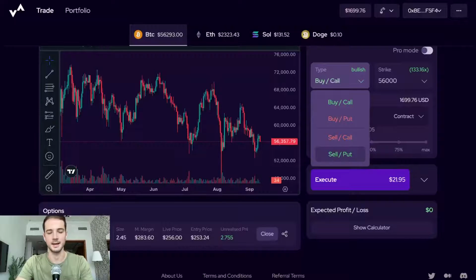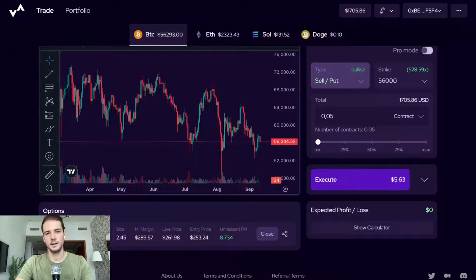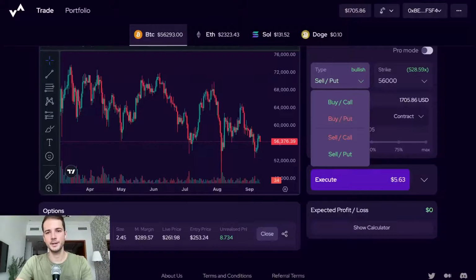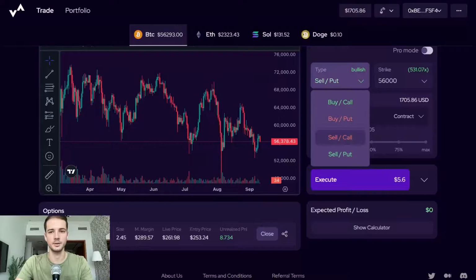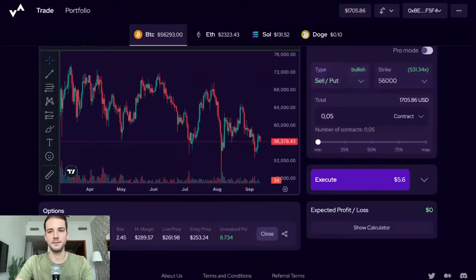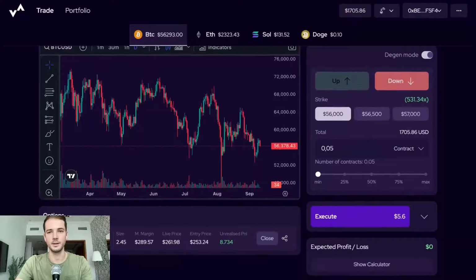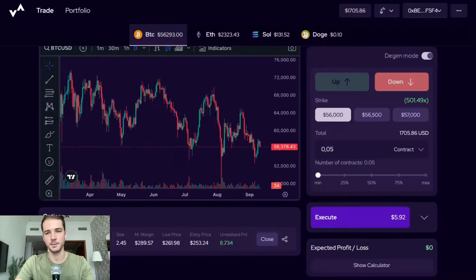And again, this is for sophisticated traders. They will definitely know what this all means and how to trade those different options. And if that is still not clear, you can see that the green color means that the buy call option is a bullish option. The sell put option is also a bullish option, and the other two are vice versa. So keep that in mind, and if it's still too confusing for you, you can simply switch to Degen mode and use the Degen mode.